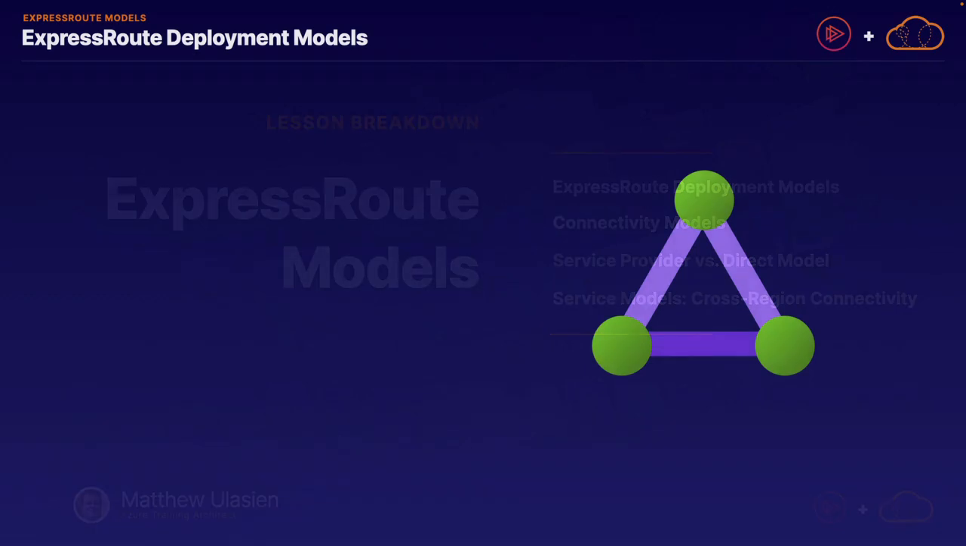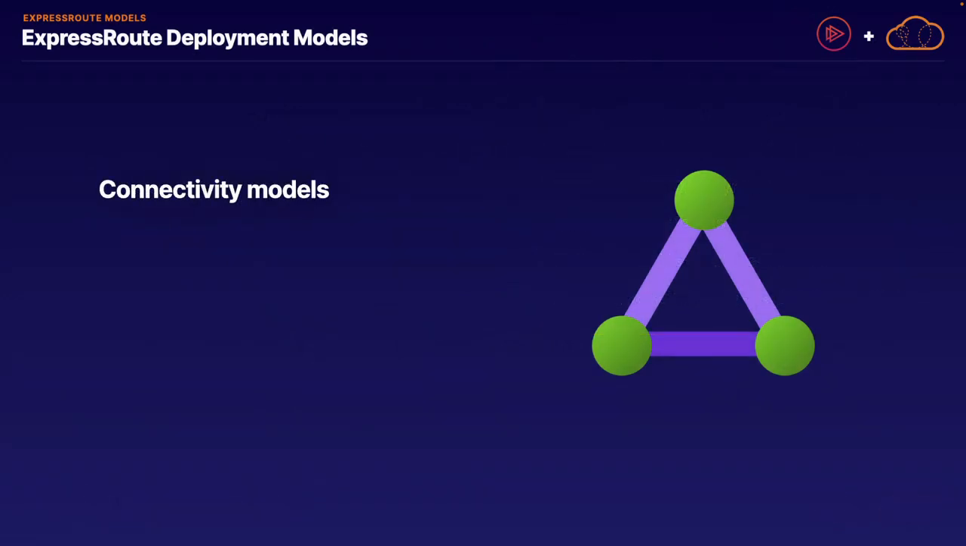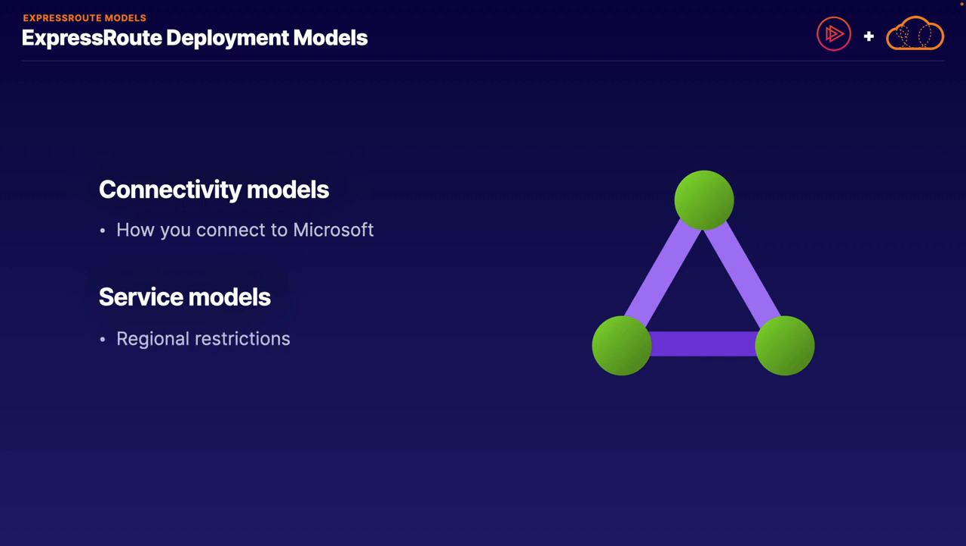Jumping on into it, the two main types of deployment models we are going to focus on in this lesson is that we're going to start off with connectivity models, or in other words, how you connect your network to Microsoft, following which we will shift our focus onto service models, which are the different regional restrictions that come with different ExpressRoute circuit SKUs. With that, let's take a look at our first deployment model method, and that is of connectivity models, or again, how we connect our network to Microsoft.